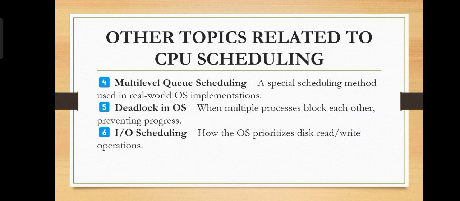And next, multi-level queue scheduling. Multi-level queue scheduling is a special scheduling method which is used in real-world OS implementations. Next, deadlock in OS. When multiple processes block each other, preventing progress, it leads to deadlock conditions. So that is known as deadlock in OS. And next, input-output scheduling. Input-output scheduling is how the OS prioritizes disk read and write operations. That is also known as IO scheduling.